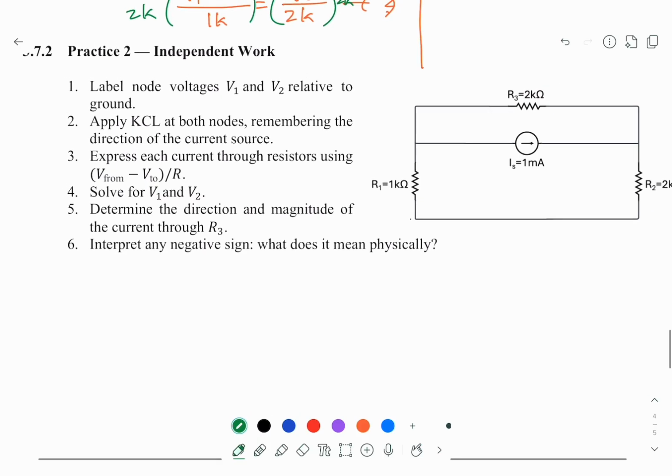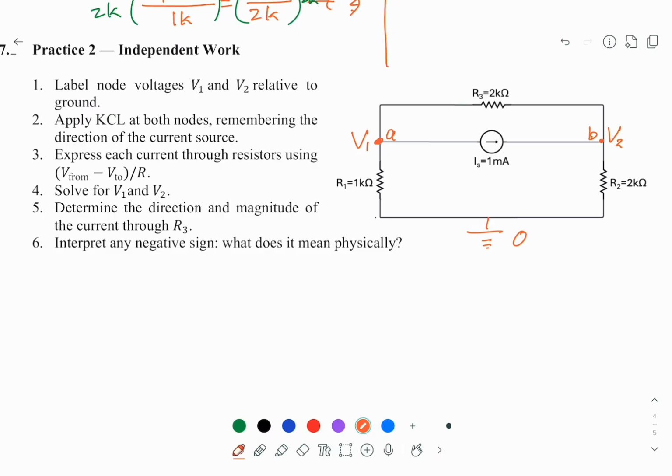We are going to use nodal analysis. So we label V1 and V2 relative to the ground. So we have to select where the ground is. This is the ground, 0. And this is one point here. We call it A, the other point B. So we call this one V1 voltage. This is V2 voltage.